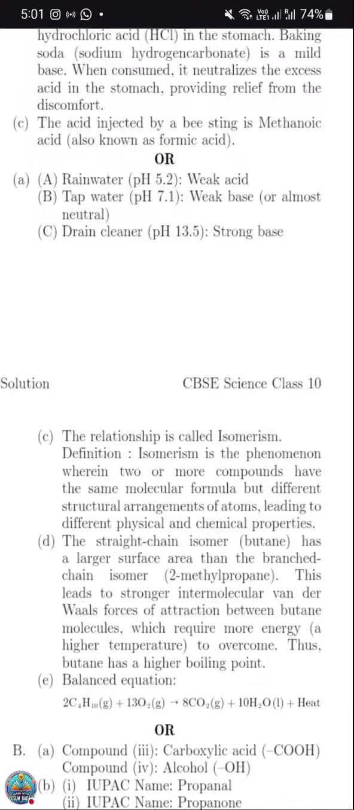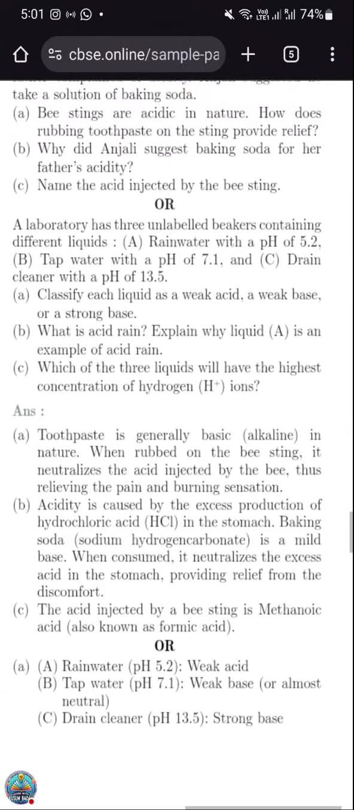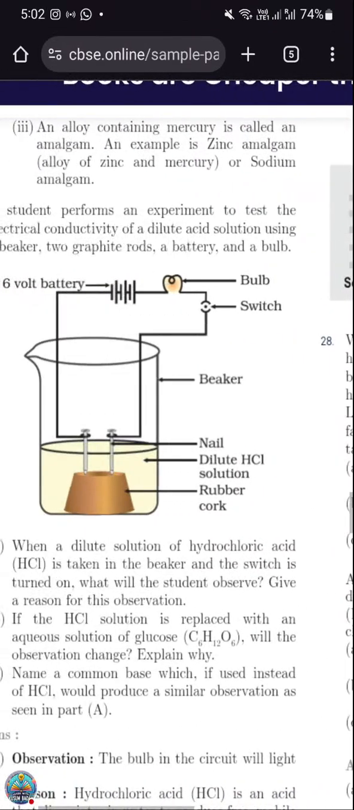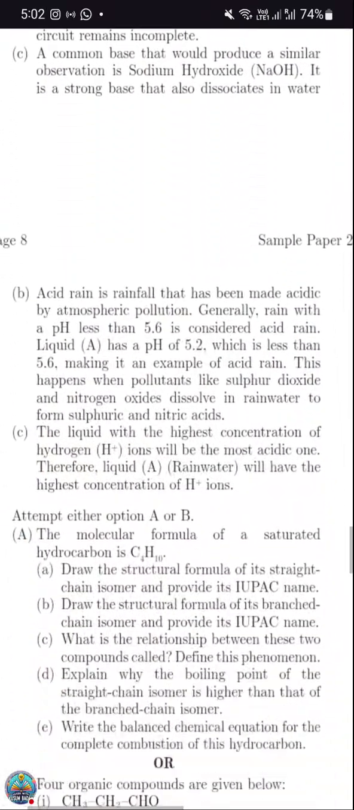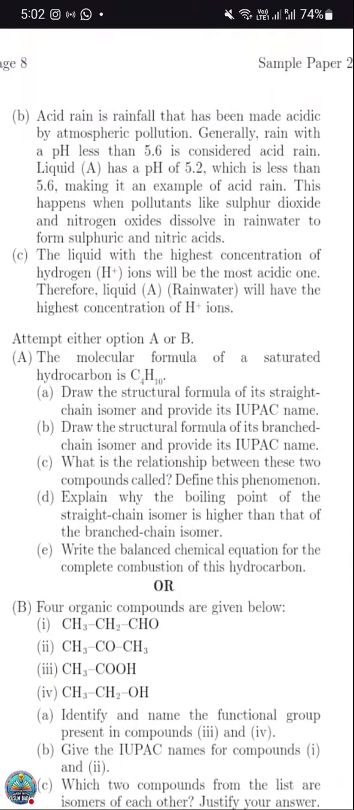For rainwater 5.2, it is given in the textbook. For tap water it is not given, and drain cleaner also not given. Note down both. Okay, once I'll be reading the question related to this. Here the question is about acid rain.